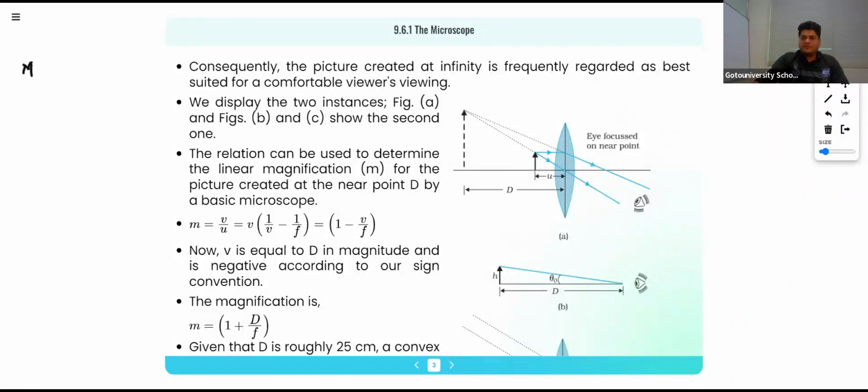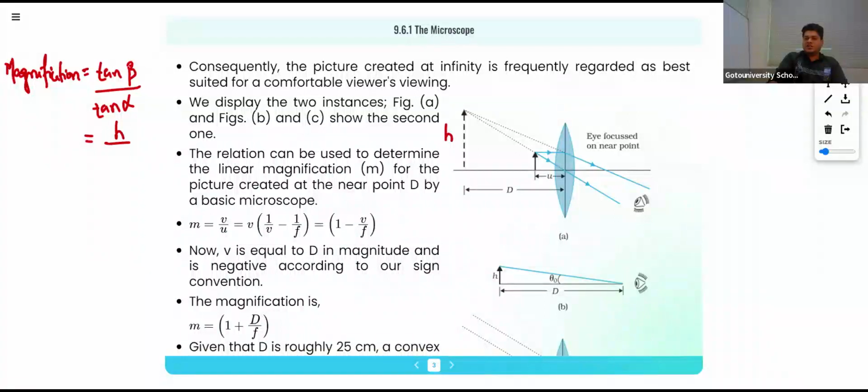Magnification formula: image angle to object angle. Image angle is tan beta and object angle is tan alpha. What is tan theta? H upon U. This is H, this is U. As U is against, you can write H upon minus U. And here in this case we are considering alpha, so you will take H upon distance, which is negative. Minus minus will cancel, H will cancel, and you will get the magnification formula as D upon U. Now we'll check this one by one. The first case, case number one: when the object is at infinity.